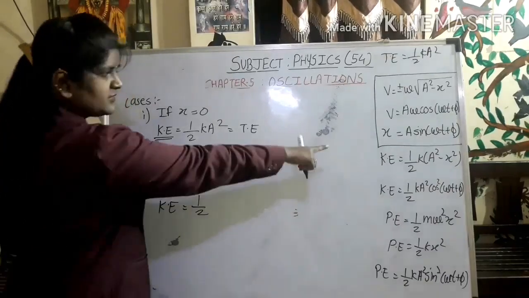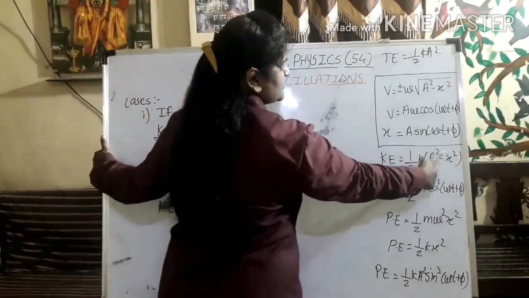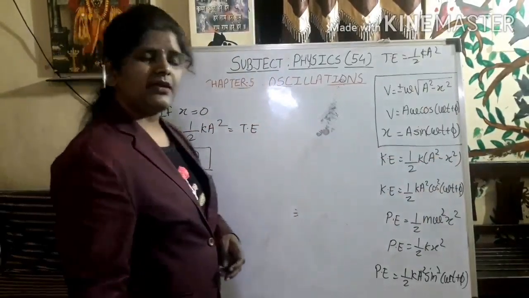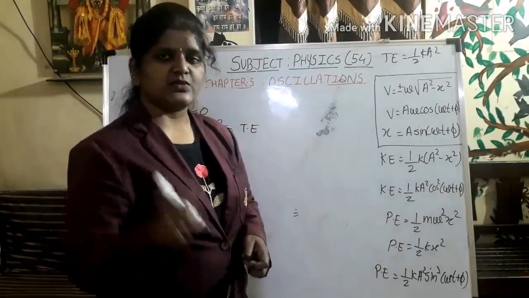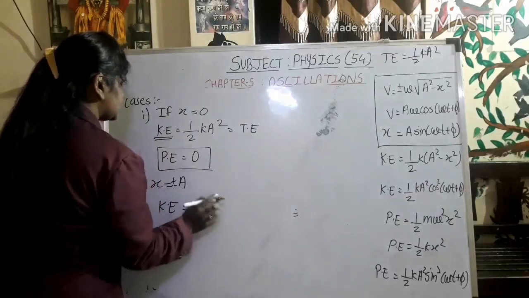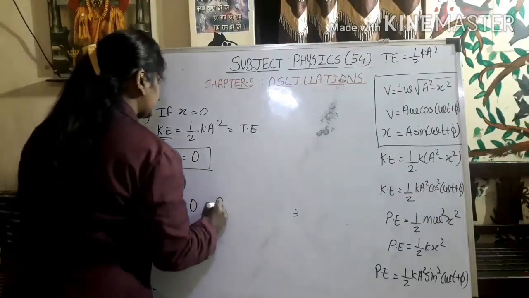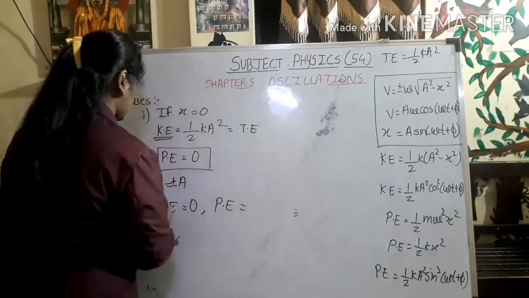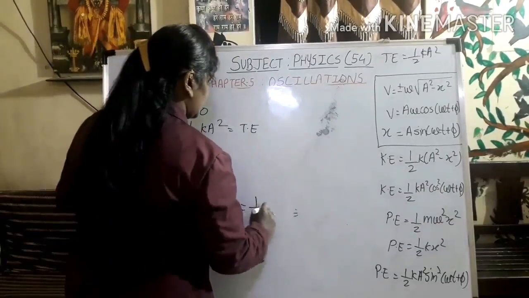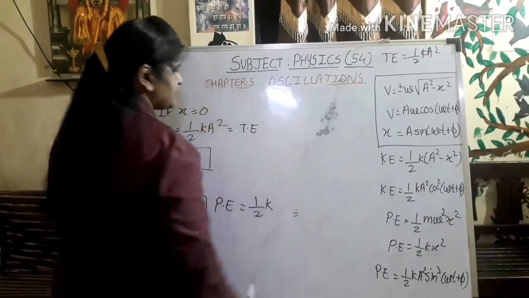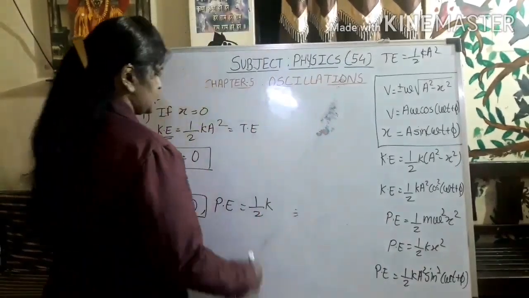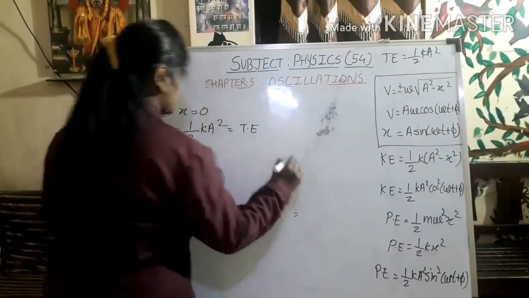Now, what will be kinetic energy? It is half k a square minus, instead of x, we are going to put a. So a square minus a square becomes 0. So we are getting kinetic energy as 0. And what will be potential energy then? It will be half k, instead of x, I am going to put a, so this will become a square.